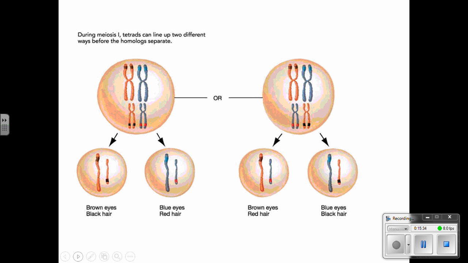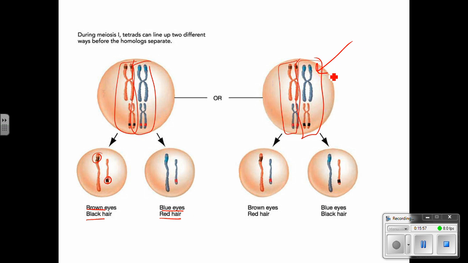So here's independent assortment and kind of showing you the idea of what that means. When these line up in the middle, notice that on this side you got the 2 orange and the 2 blue, and this side you got an orange and a blue, and a blue and an orange. So what that means is, if you're looking at straight, you might have brown eyes and black hair, where here you have blue eyes and red hair. But if these are sorted differently, you could end up with brown eyes and red hair, or blue eyes and black hair. Well, this is only 2 pairs.